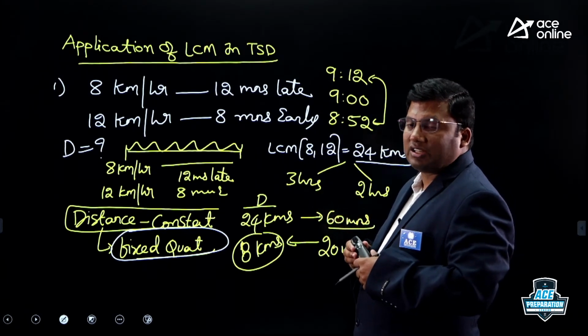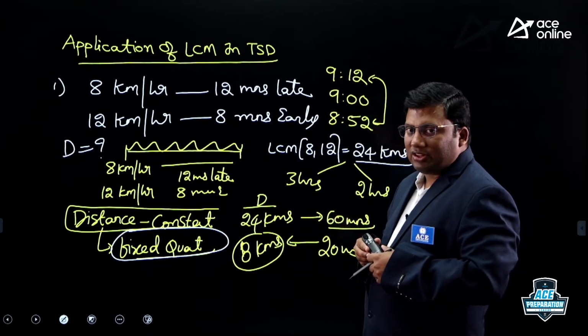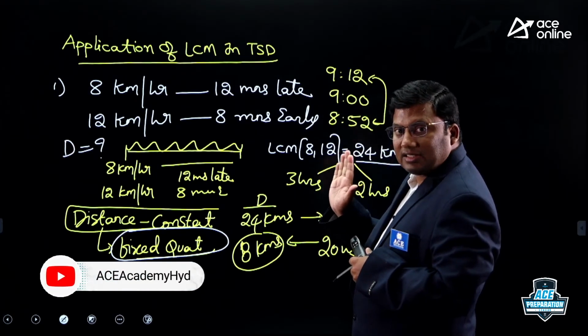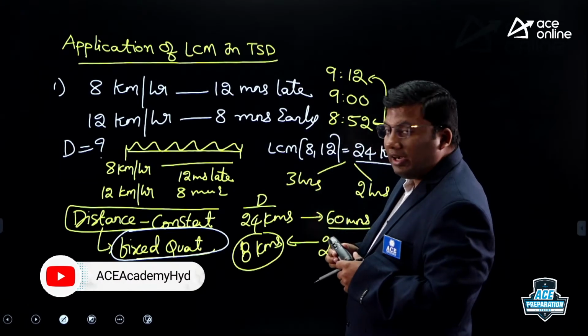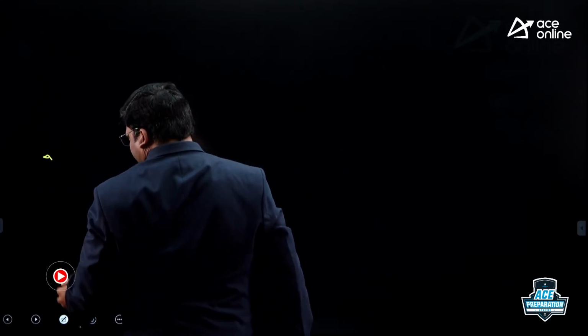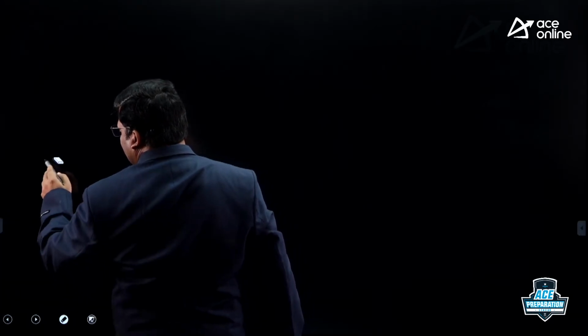24 by 3 is 8 kilometers. I hope the idea is clear. Is the concept clear to you? Now I will take a lot of questions. Distance is constant, sir.